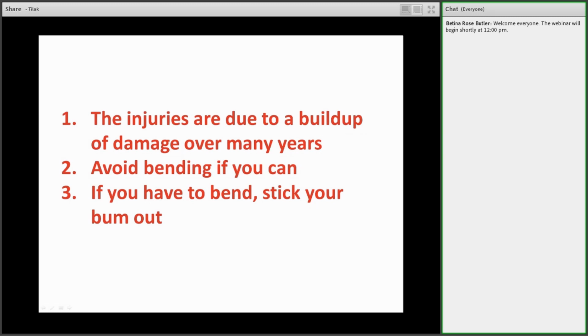And just because you've done some type of work for a period of time and you haven't gotten an injury doesn't mean you're not going to get an injury. The second message is that you want to avoid bending, and reaching if you can. But if you have to bend, there's a better way to bend, which is to stick your bum out, and I'll show you what I mean by that.